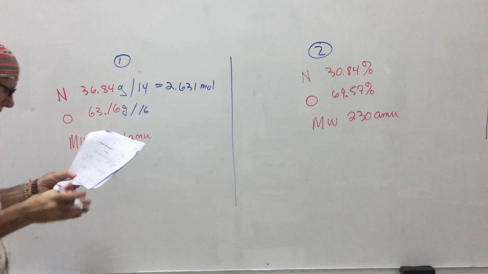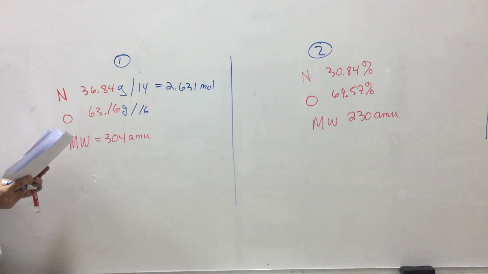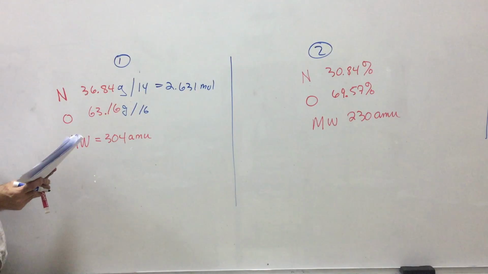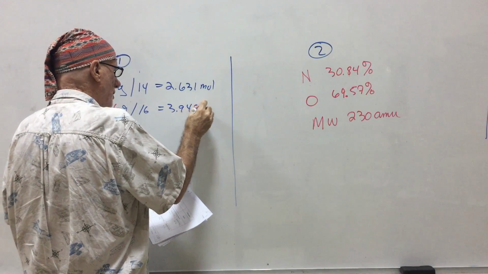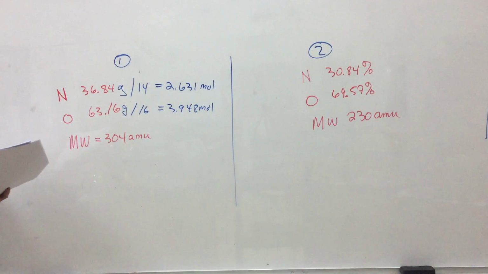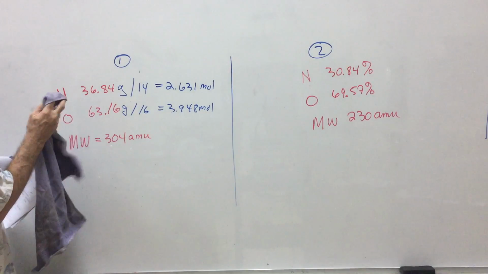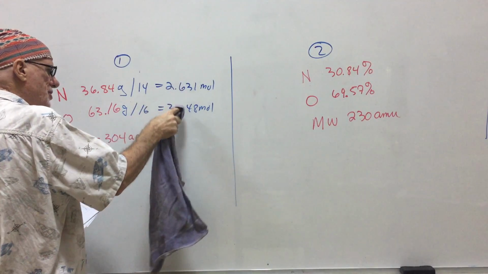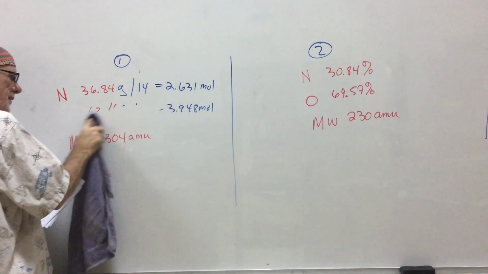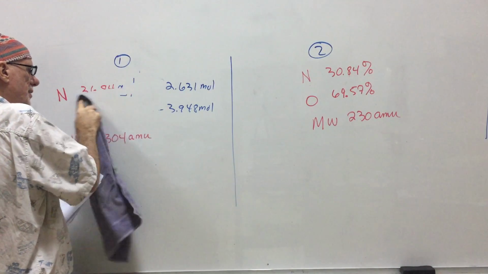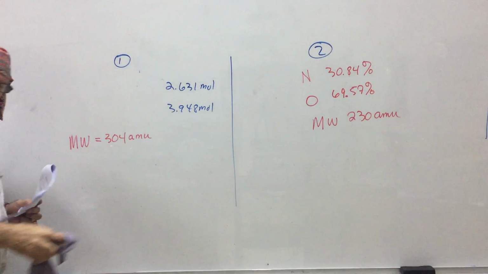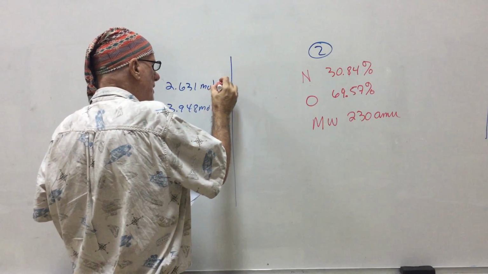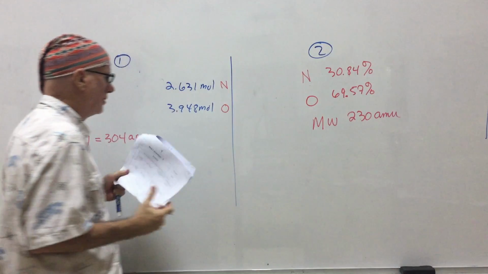We'll make that another color. We'll do that in a second. And then 63.16 grams divided by 16 is 3.948 moles. Clear? Okay, so let's erase some things here to give us some room. Okay, we'll leave that and we'll get rid of this. This is nitrogen and oxygen. So this is nitrogen up top and oxygen below.